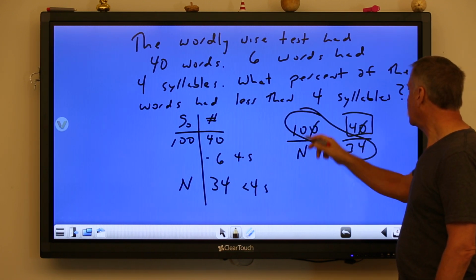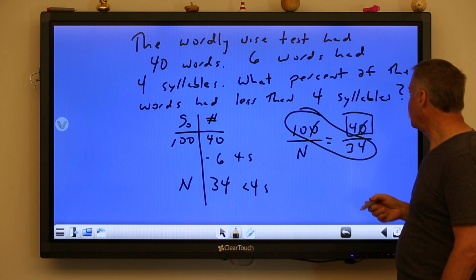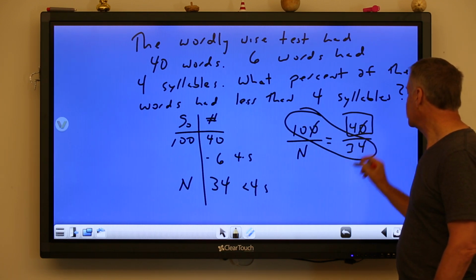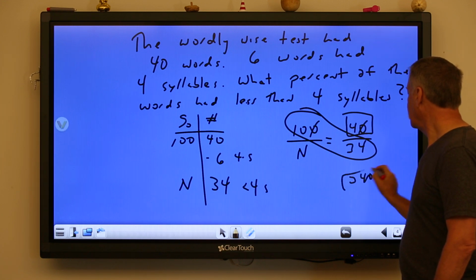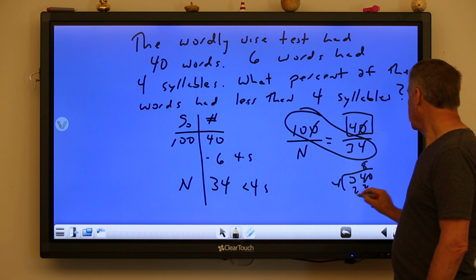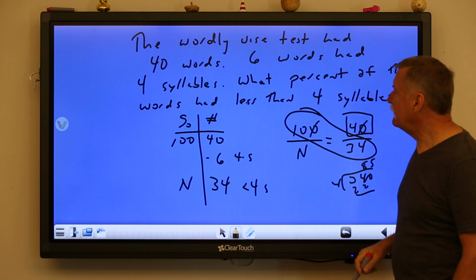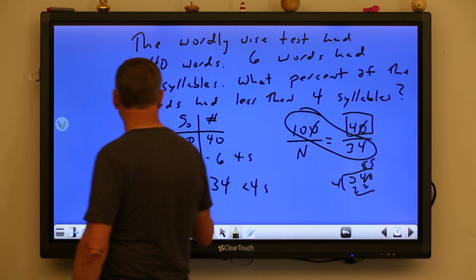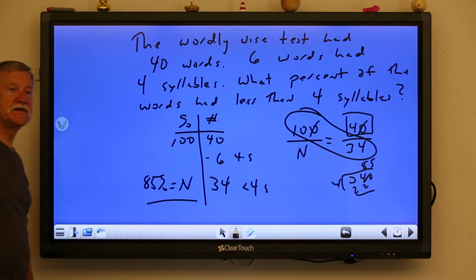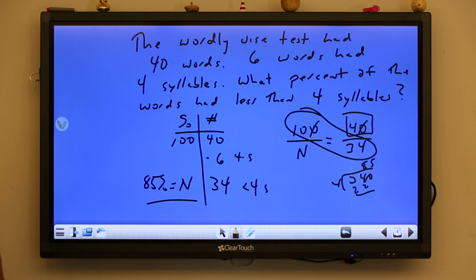Take a shortcut across, 10 times 4, 40, and you can say 10 times there, 340 divided by 4 goes 8 times 2, 5. So 85% were less than 4 syllables.